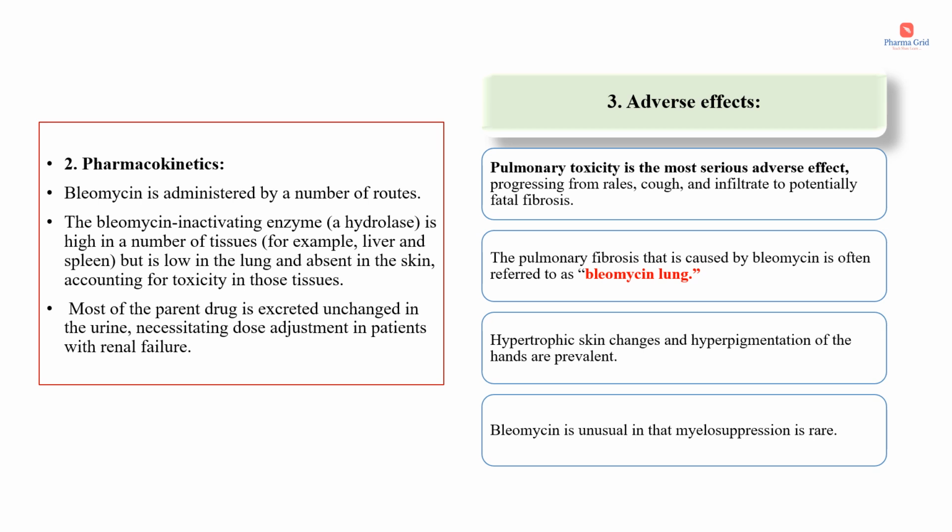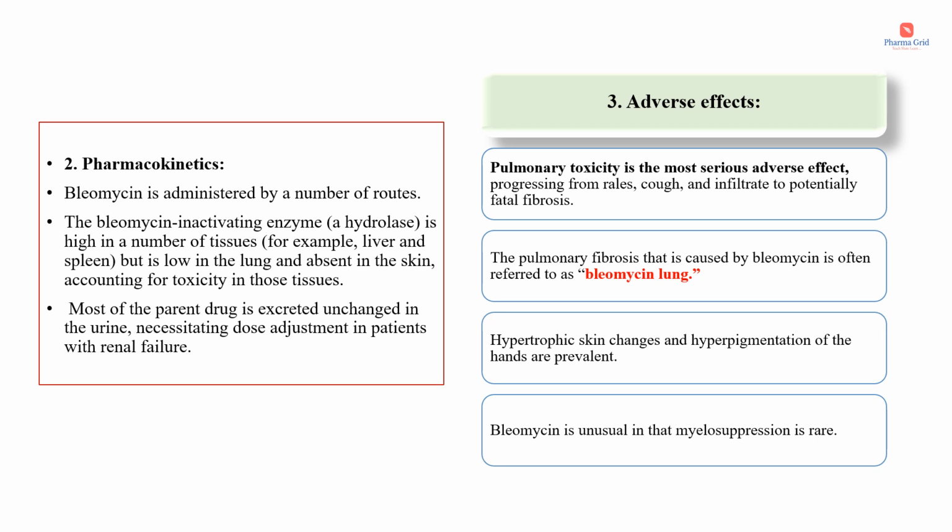Now coming to the adverse effects, pulmonary toxicity is the most serious adverse effect, progressing from rales, cough and infiltrate to potentially fatal fibrosis. The pulmonary fibrosis that is caused by bleomycin is often referred to as bleomycin lung. Hypertrophic skin changes and hyperpigmentation of the hands are prevalent. Bleomycin is unusual in that myelosuppression is rare.